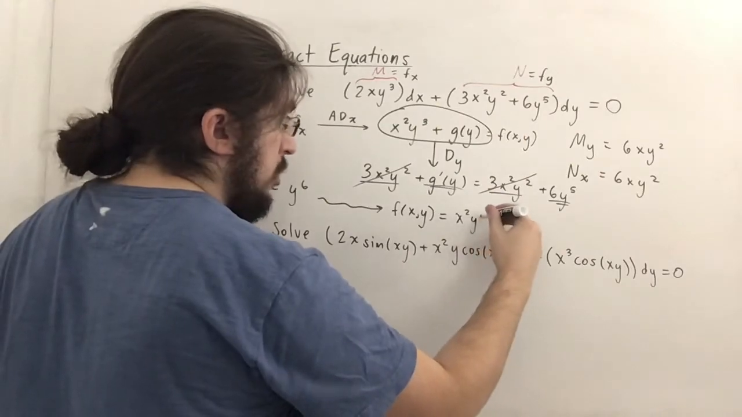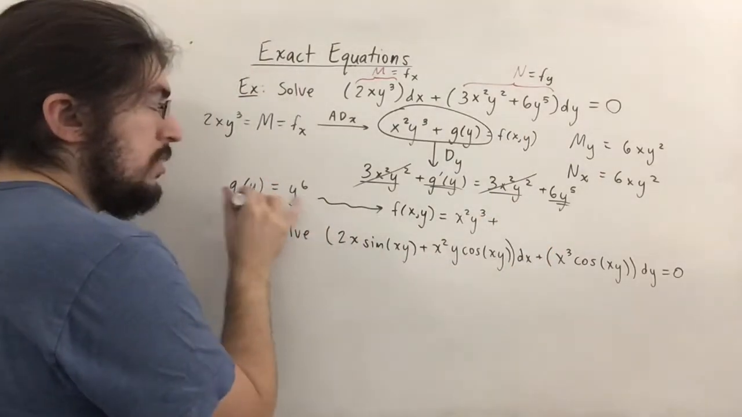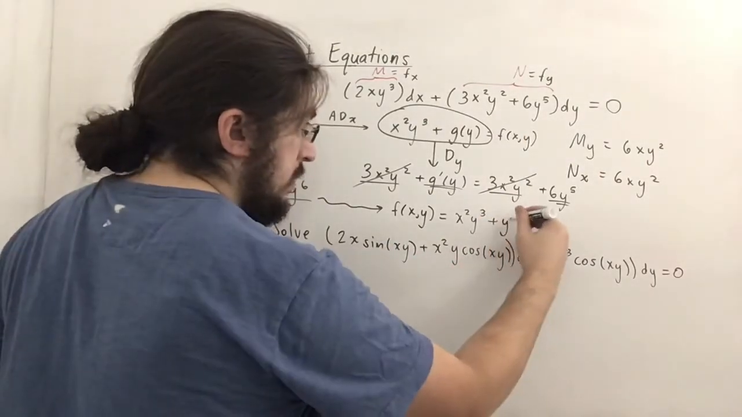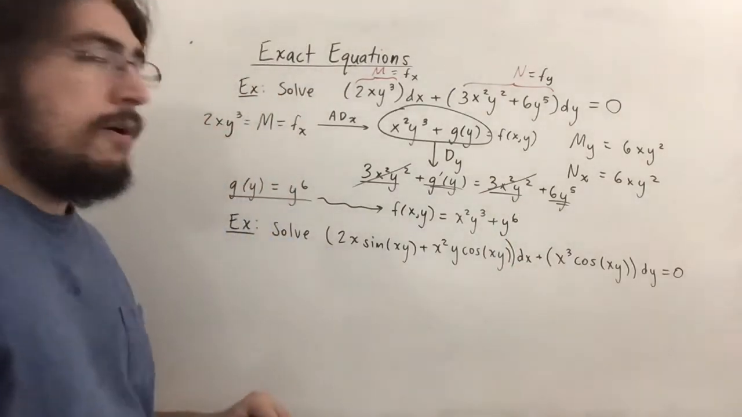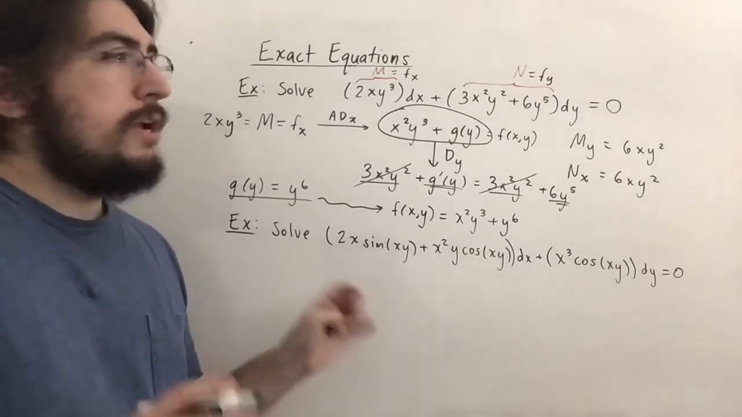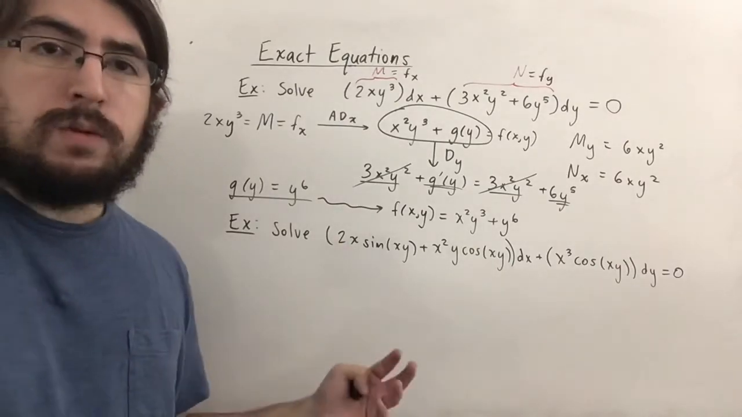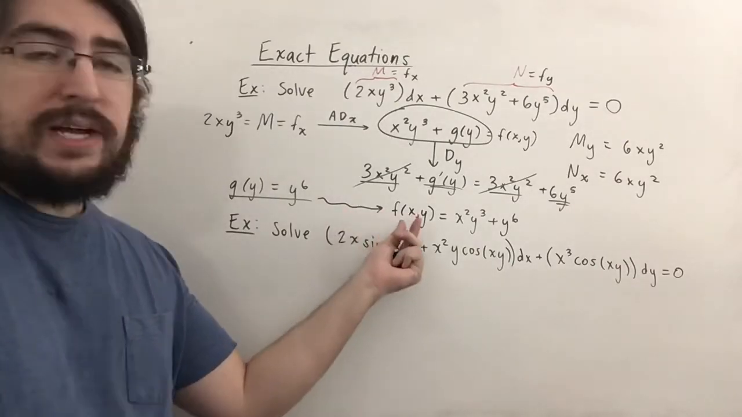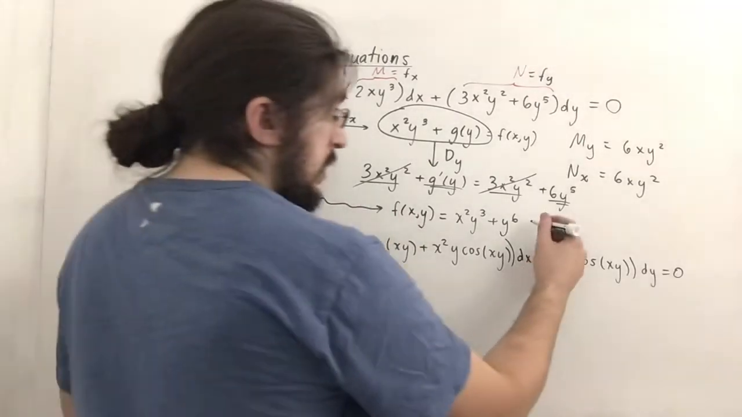X squared y cubed plus g of y. But now we know what g of y is. It's y to the sixth. And now again, you probably expect me to write plus c. Well, here's where I don't, because remember, if you recall from what we saw previously, we just say f of x comma y equals c is a solution to this.